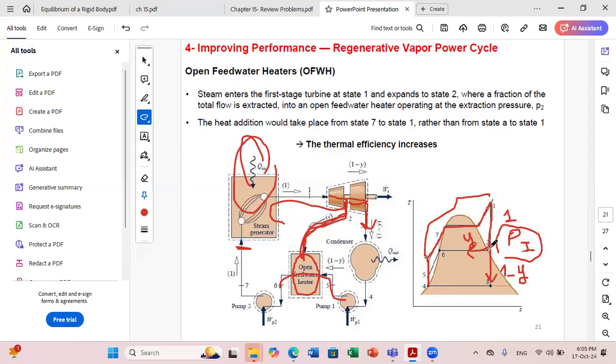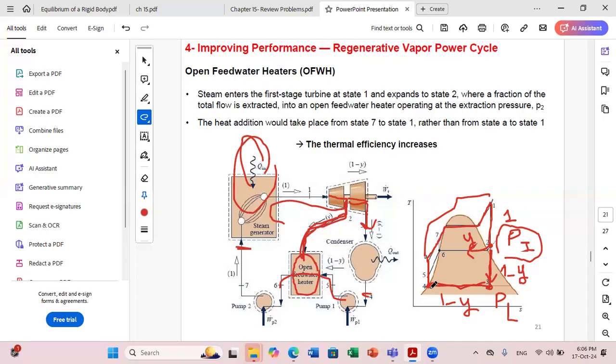After this, the fraction 1 minus Y will expand in the second stage turbine to reach the lowest pressure, P low. And then in my condenser, what is the fraction circulating here? 1 minus Y, okay? Until here I have 1 minus Y. So what will reach point 4 is the fraction 1 minus Y. And as usual, at exit of my condenser, I consider saturated liquid.